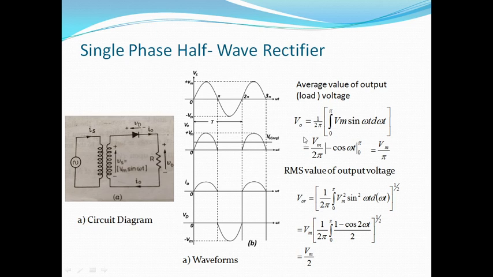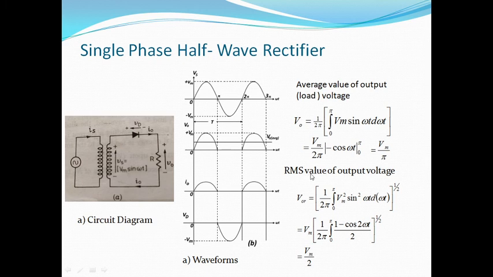To find out the average value of output voltage, we have V0 is equal to 1 upon 2 pi integration of 0 to pi Vm sine of omega t d omega t. You take Vm upon 2 pi outside. Integration of sine omega t is minus cos of omega t. It goes from 0 to pi, which gives V0 equal to Vm upon pi.